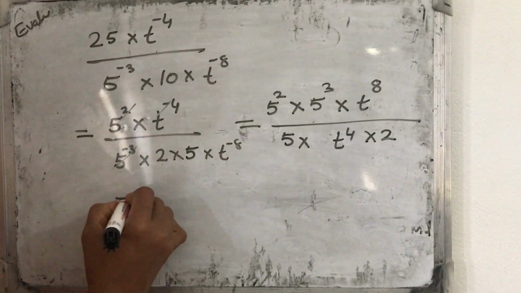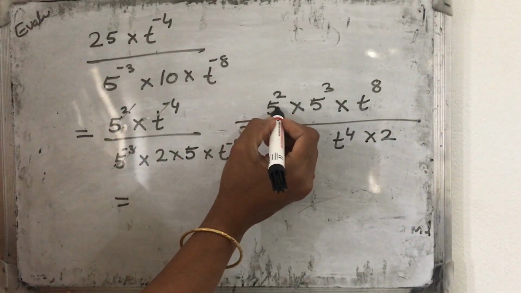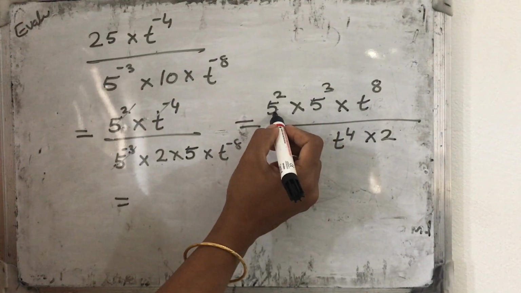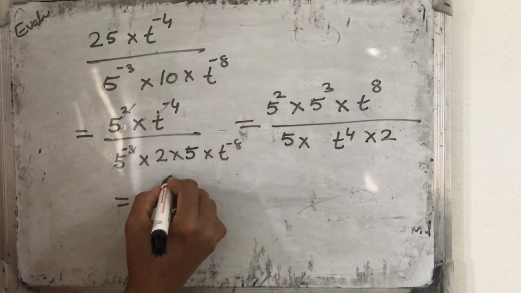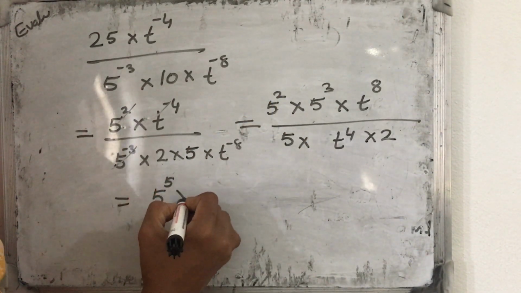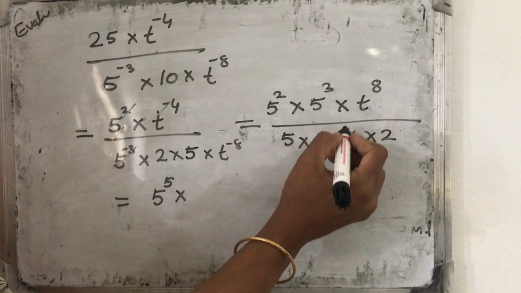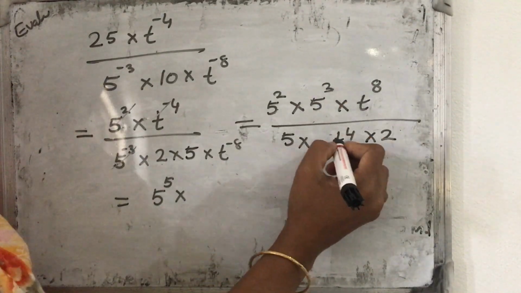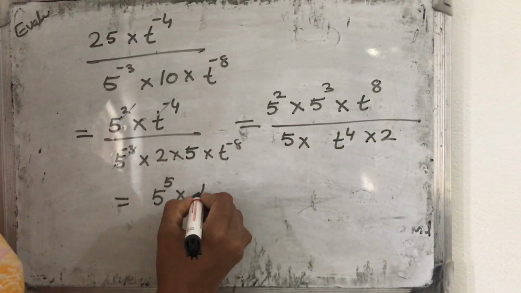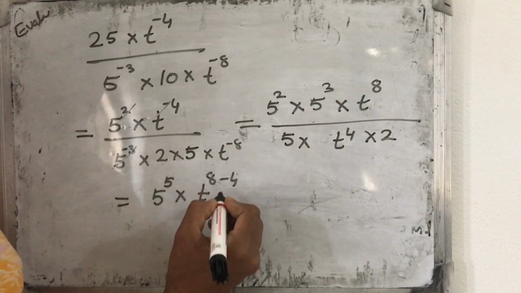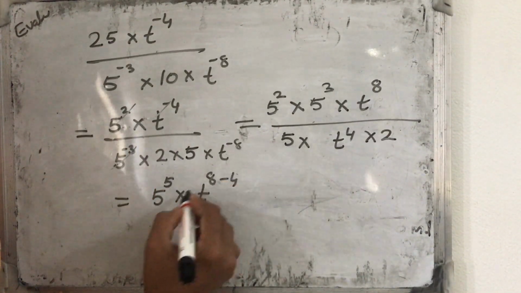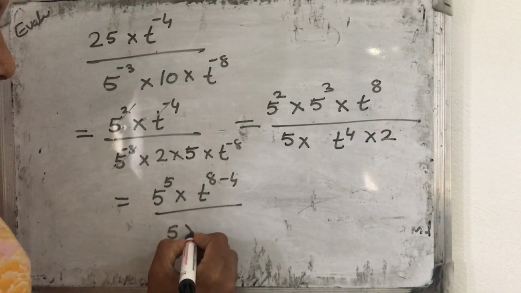Now look, here we can again simplify this. Here 5 square into 5 cube, what is it? Using the exponent law we can write it as 5 raised to 2 plus 3, which means 5 raised to 5. Here this also we can use, 10 raised to 8 by 10 raised to 4. We can write it as 10 raised to 8 minus 4. And here 1 by 5 is also there. So now we can write this in 5 here and 2.